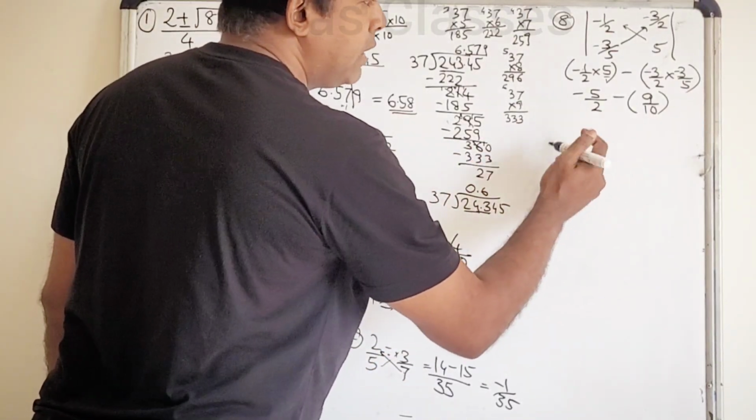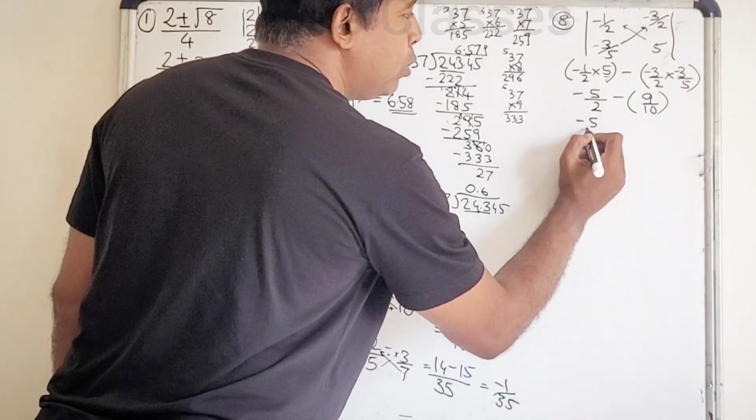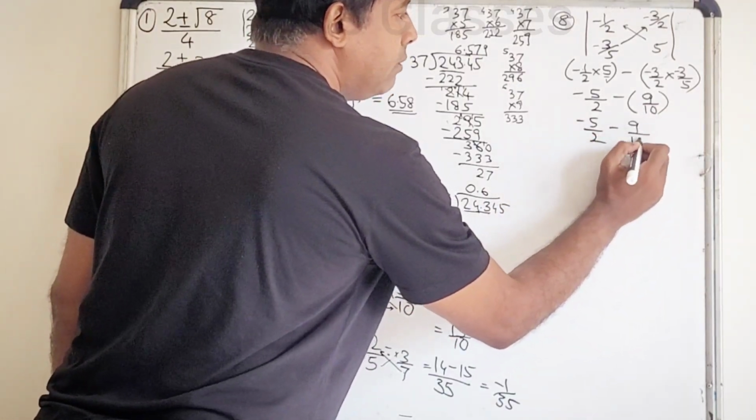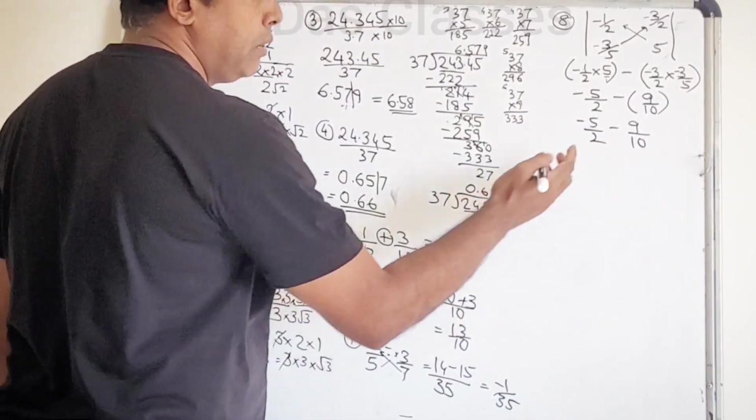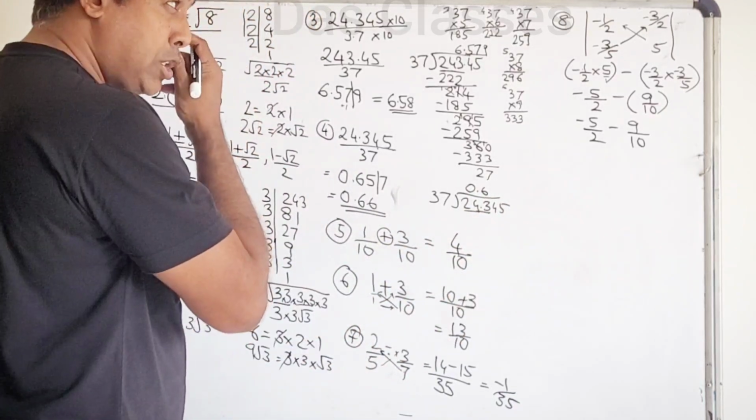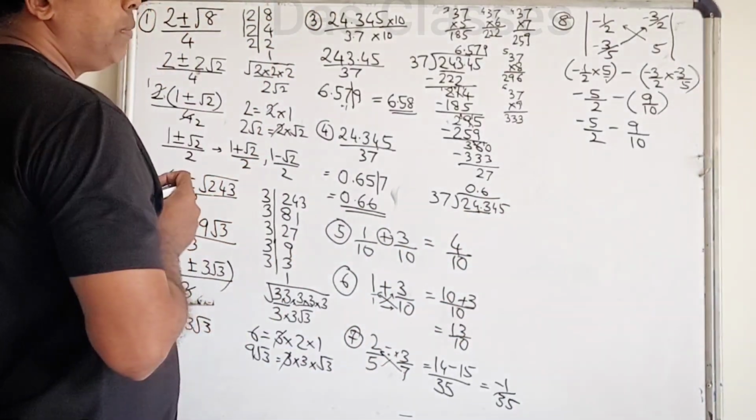So here, what do you get? You have minus 5 upon 2 and minus 9 upon 10. Cross multiply. Now this time it's addition, subtraction. So in addition, subtraction, what do we do?